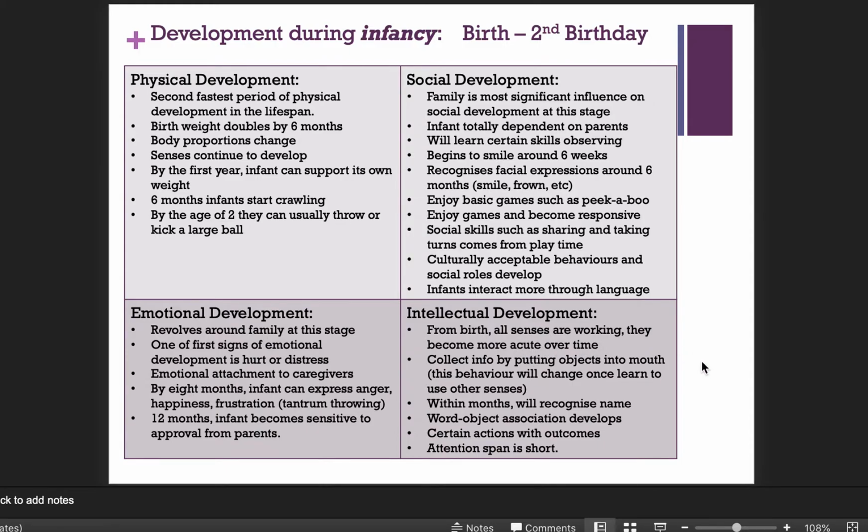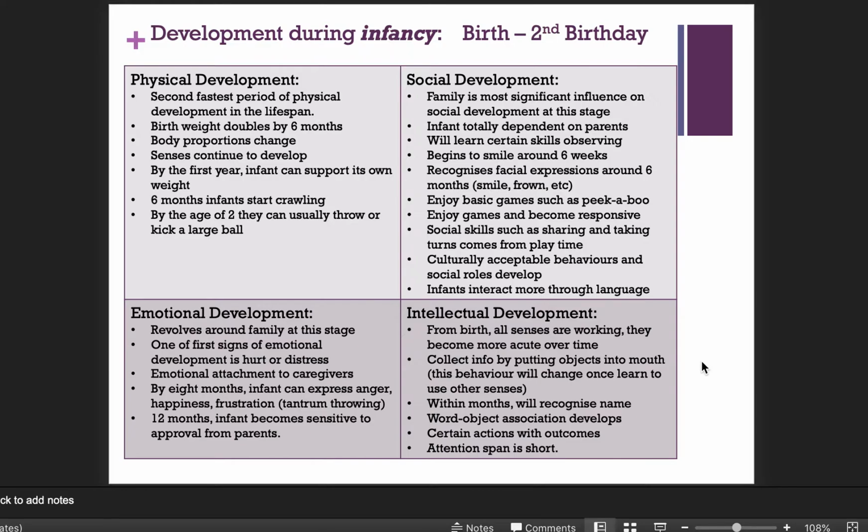They collect info by putting objects into their mouth. The most number of receptors compared to any other senses is within the mouth. So by putting objects in the mouth, they can texturize hot, cold, rough, smooth, etc. And they're trying to make sense of that.